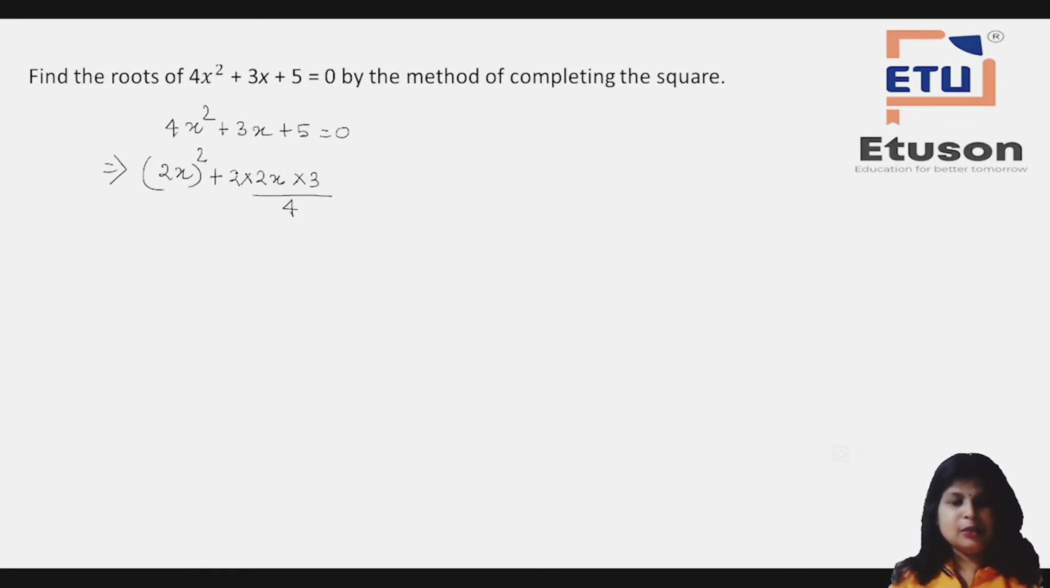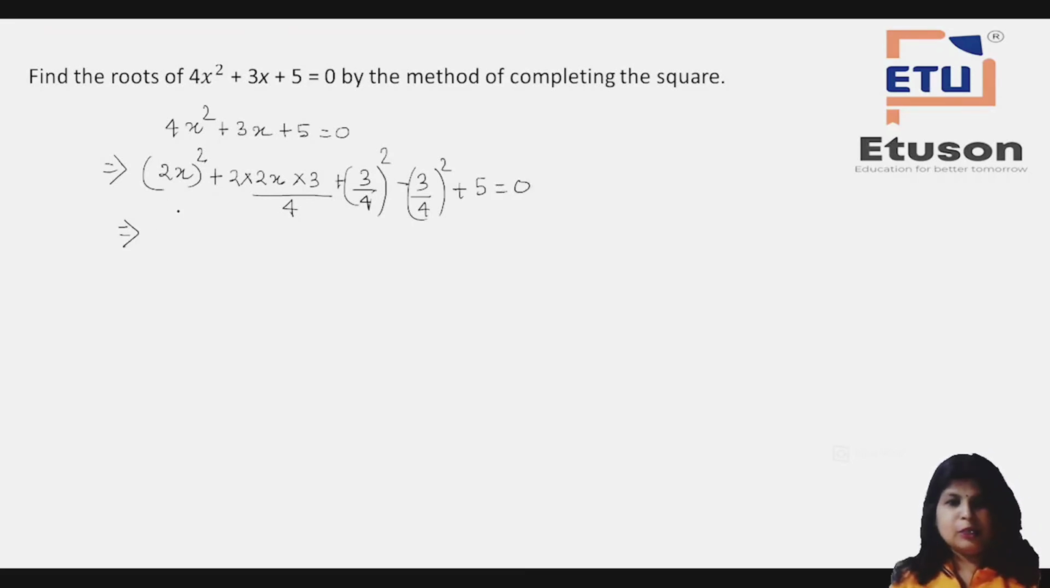So now you check what is a here? 2x. What is b here? It is 3 by 4. So can I write b square as 3 by 4 whole square? If I am writing 3 by 4 whole square, I am adding an extra thing. I need to subtract it again. So minus 3 by 4 whole square plus 5 is equal to 0.